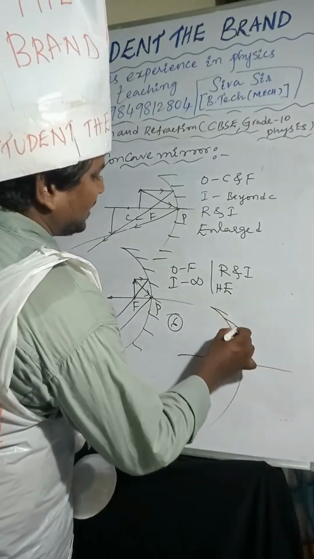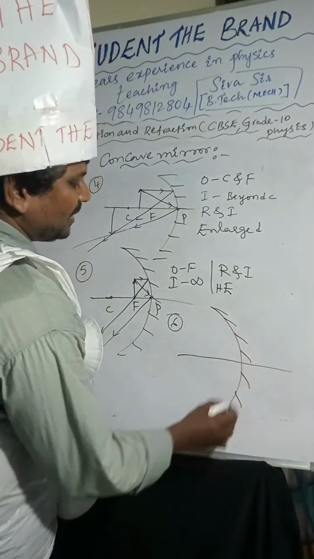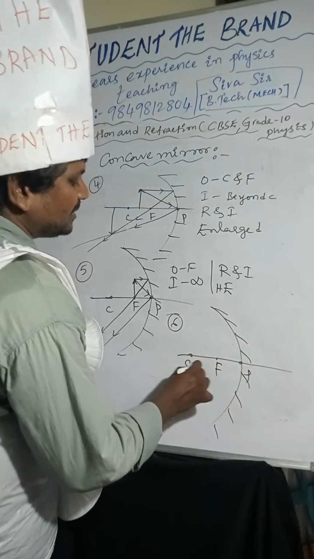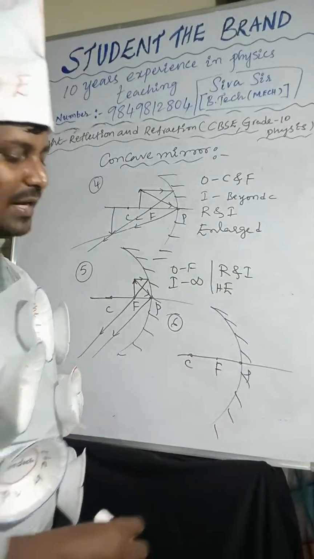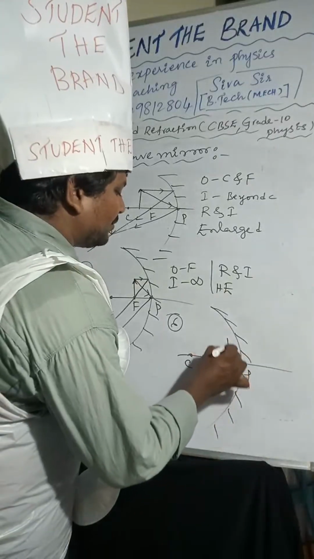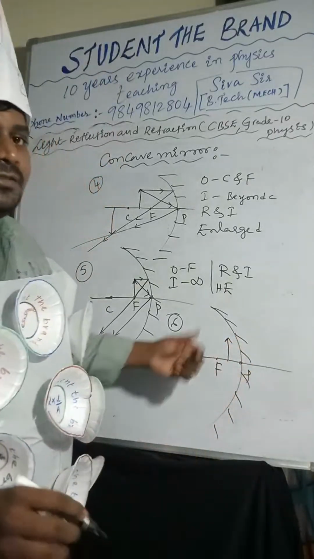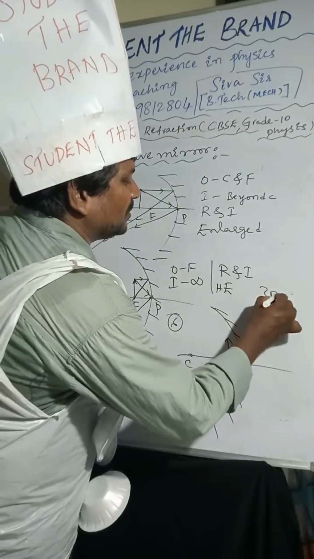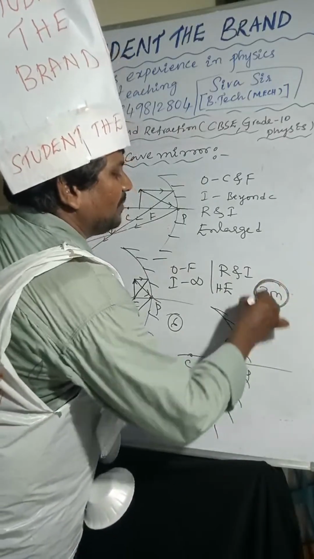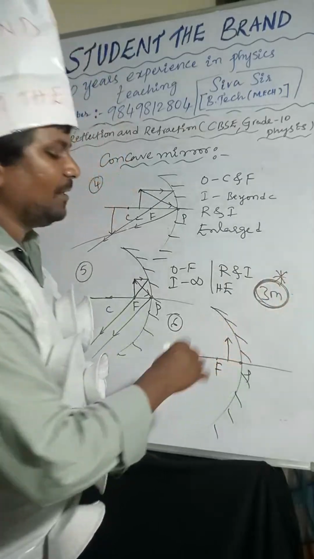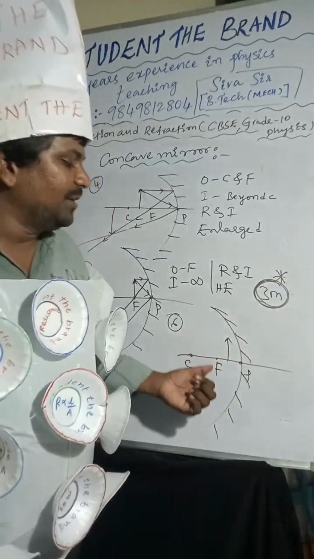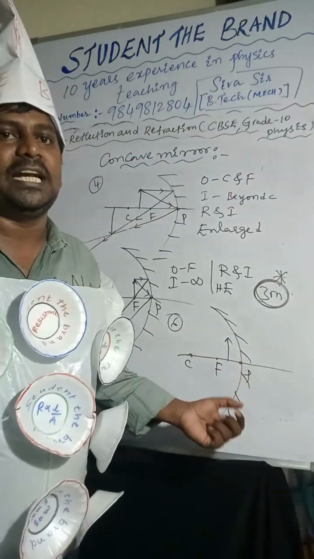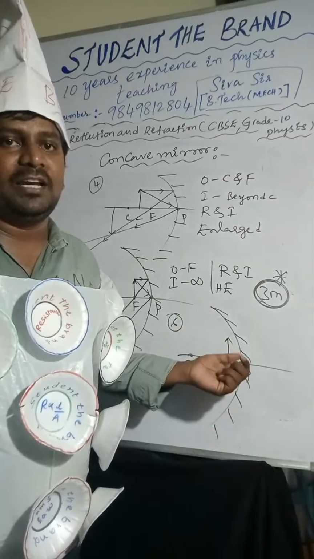Sixth one is very important. Pole, focus and center of curvature. Object is placed between F and P. This is very important. 3 marks question. Definitely a 3 marks question will come. That much important. So object is placed between F and P. Very important.